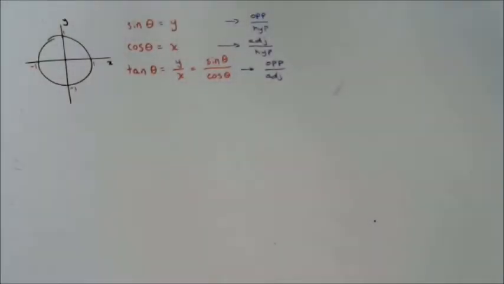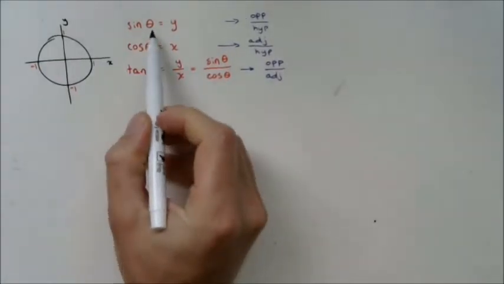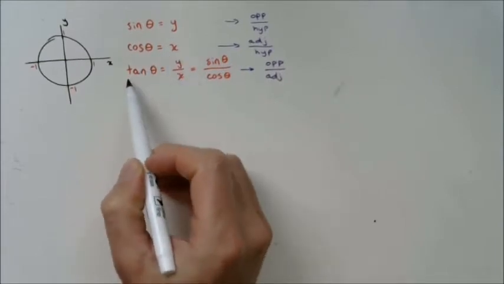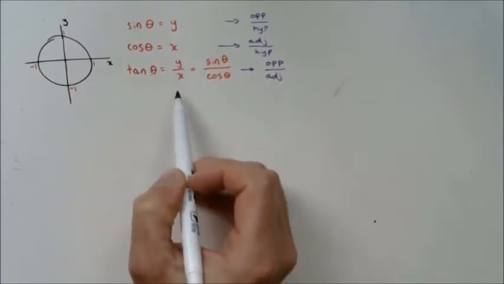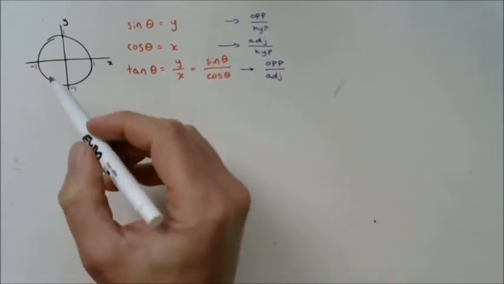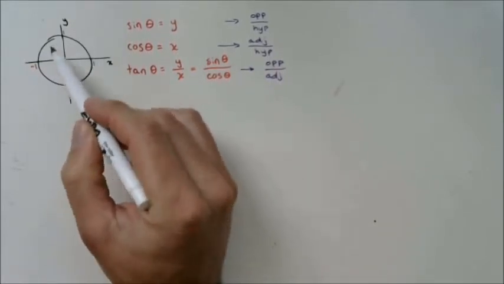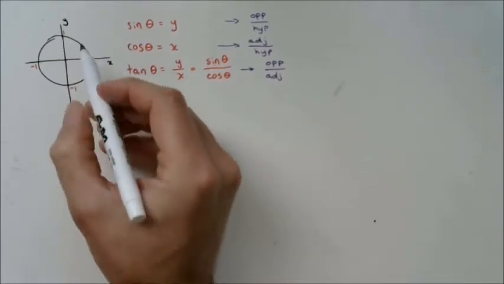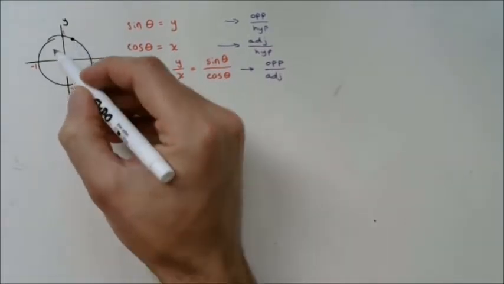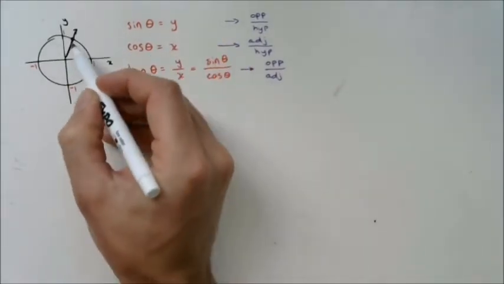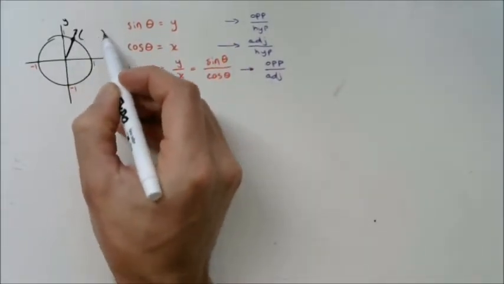Okay, in 4.1 we were working with the unit circle, which I have drawn here, and we learned that the sine of theta is equal to y, cosine of theta is equal to x, and the tan of theta is equal to y over x, which is sine over cosine, and that works for any angle at all. And within the unit circle, what that allows you to do is get the coordinates of the point where the terminal arm meets the unit circle.